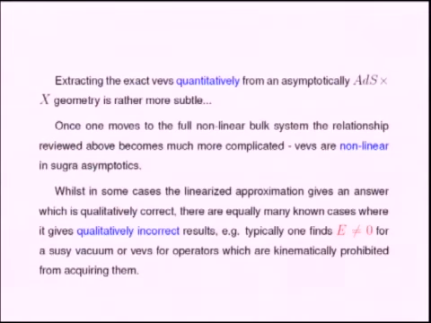Now, in some cases, if I just take the geometry and I use this linearized approximation to see, do I have a VEV for this, do I have a source for that, I will get an answer that's qualitatively correct. However, there are equally many known cases where you get qualitatively incorrect answers, things where you know that you can't possibly have the right answer. So for example, you find a non-zero energy for a vacuum that you think is supersymmetric. Or you'll find VEVs for operators which are certainly kinematically prohibited from acquiring them. So we have to do better than this if we want to precisely extract information from a geometry.